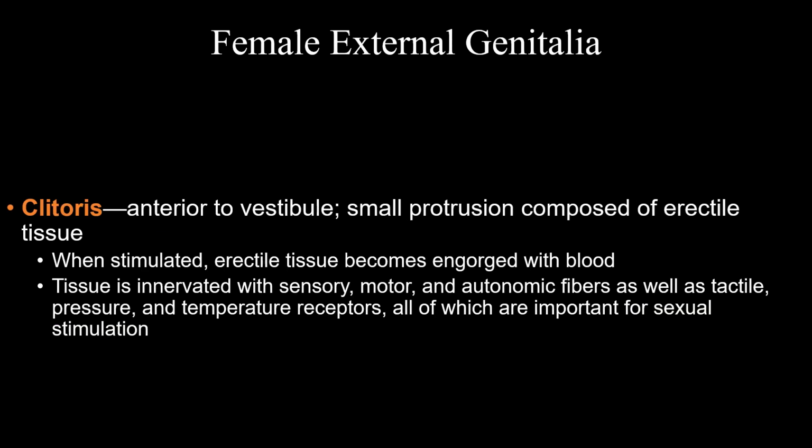Now, anterior to the vestibule, there's the clitoris, which is a small protruding structure composed of erectile tissue. And this corresponds with the corpora cavernosa of the penis and is very important in the female sexual response. Just like in the penis, the erectile tissue of the clitoris becomes engorged with blood and is innervated by many sensory, motor, and autonomic fibers. You also have tactile, pressure, and temperature receptors in abundance here, and these are all very important for sexual stimulation.